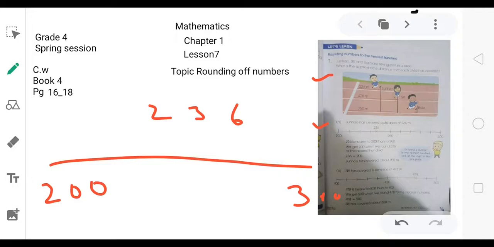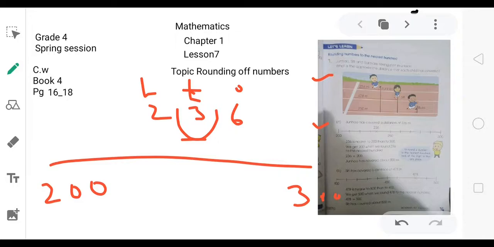Now, listen to me carefully. When you have to round a number to the nearest 100, look at the digit in the tens place. This is 10, this is 1, and this one is 100. When you round off numbers to the nearest tens, you check the number in the ones place. But now you are working with the nearest 100, so just look at the digit in the tens place. The same procedure, the same key, the same method.